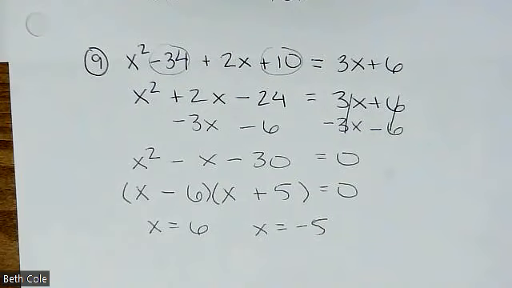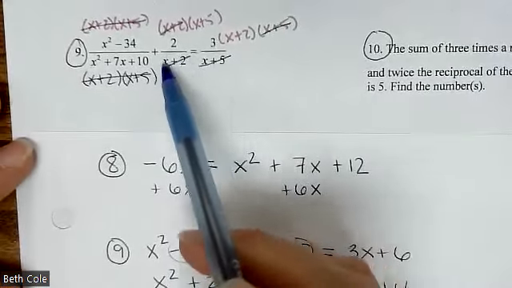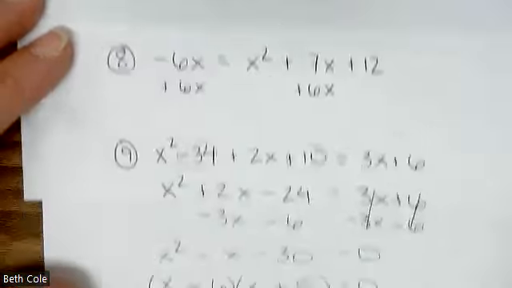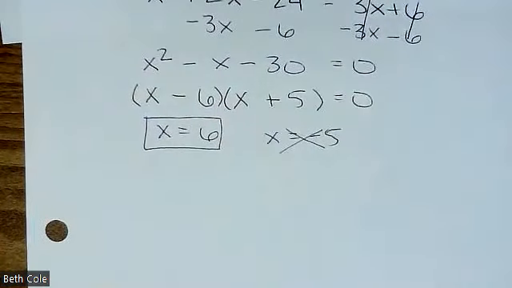If they were a troublemaker back in the original problem, then you have to get rid of them. So let's look back at our original problem. Our troublemakers were negative 2 and negative 5. So we have to get rid of this one. And so you just get x equals 6.